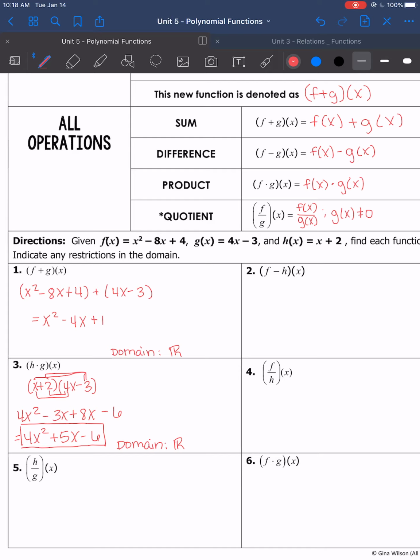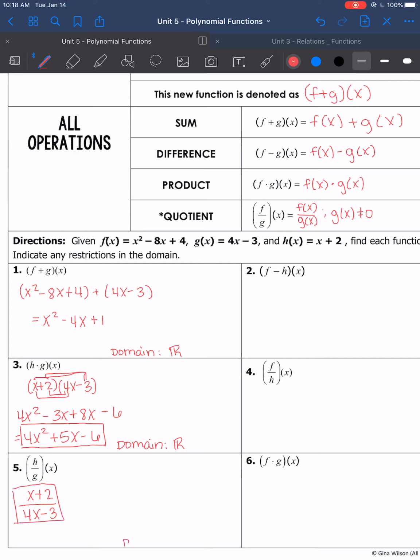So when we're dividing h divided by g of x, I can tell you this one won't be all real numbers. So h is x plus 2. And g is 4x minus 3. And I can't simplify anything there. Don't try to cross out any x's or anything like that. So that would be my solution.